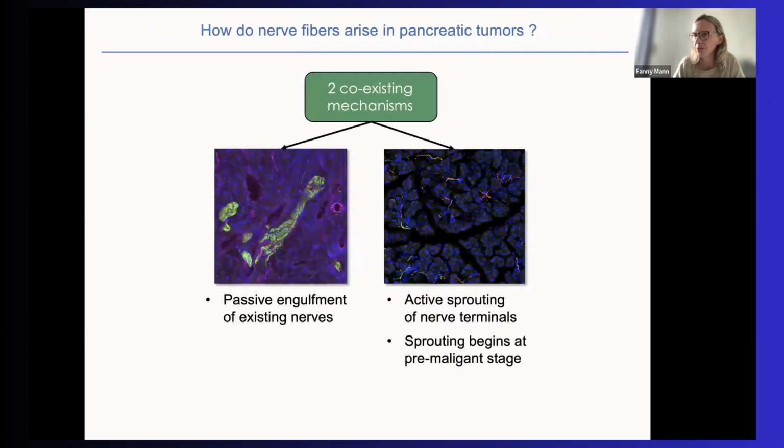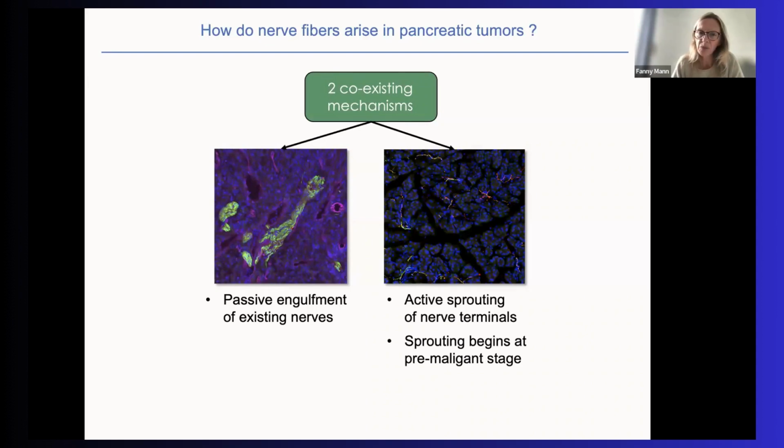So at the conclusion of this first part of my talk, we have found that two distinct and coexisting mechanisms can explain the presence of nerve fibers in the microenvironment of tumors. First, a passive engulfment of the existing nerve bundles. And second, an active sprouting of the sympathetic axon terminals, and this sprouting is already occurring at the pre-malignant stage, so before the onset of cancer.